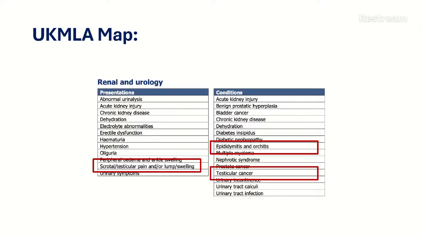So taking a look at the UK MLA map, I've just tried to outline a few of the key points that we'll be going through today. So mainly looking at scrotal and testicular pain, epididymitis and orchitis, and a brief outline of testicular cancer. These things seem to come up in finals all the time. They're quite high yield topics, so definitely worth getting your head around the basics and nailing them first time really.